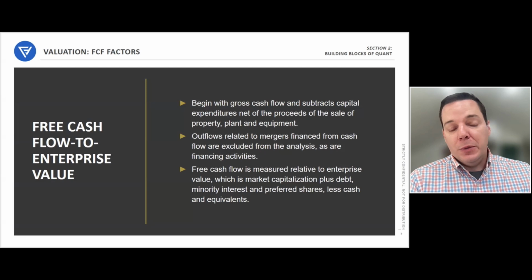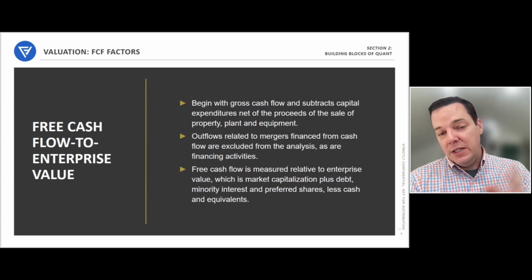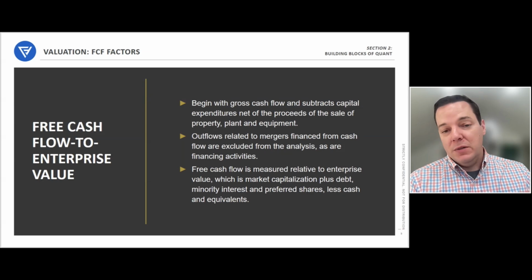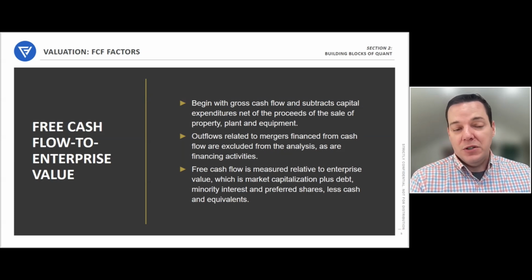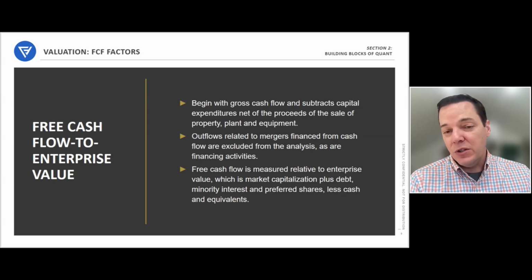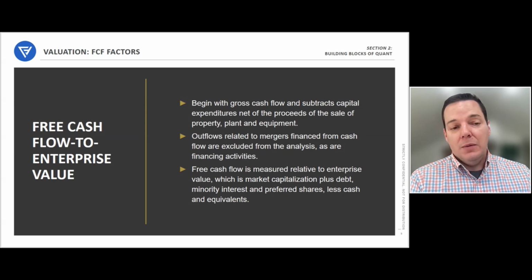So talking about free cash flow to enterprise value, you see ultimately the definition here. We start off with gross cash flow, and then we subtract capital expenditures net of the proceeds of sales of PP&E. We make some other adjustments. There are different definitions of cash flow out there, and we found that obviously the results are going to be really correlated. So using the methodology that makes the most sense for you and your firm is perfectly fine, right? We've come to a definition that we're comfortable with over the years, and we do think it is a kind of superior definition.